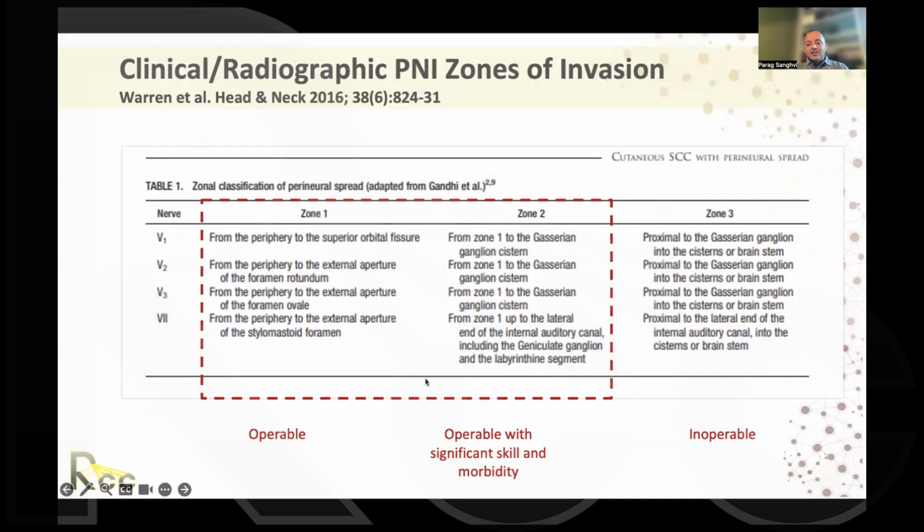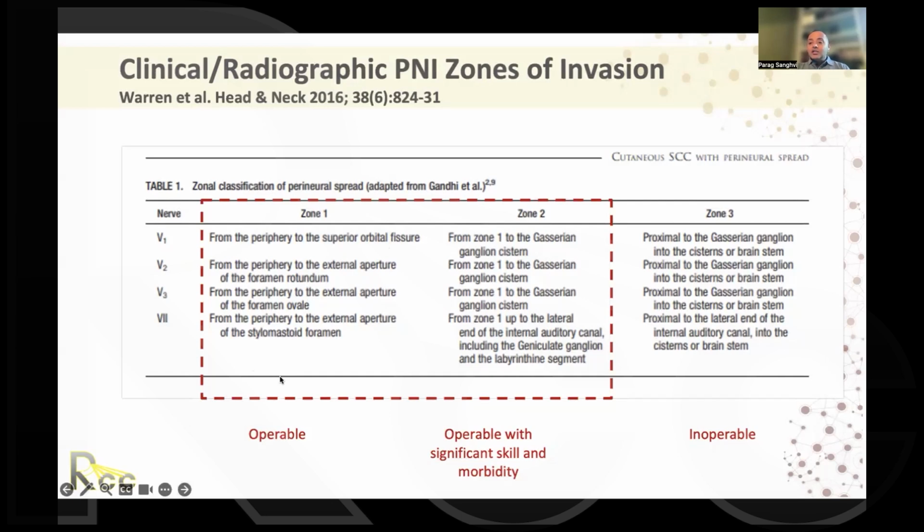And I know this slide is a busy slide, but you can think about this very simply. Zone 1 is going from the skin to the cranial nerve foramen. So you can see for V1, that's going from the skin to the superior orbital fissure. V2, it's going from the skin to foramen rotundum. For V3, it's going from skin to foramen ovale. And then for cranial nerve 7, it's going from the parotid gland generally to the stylomastoid foramen.